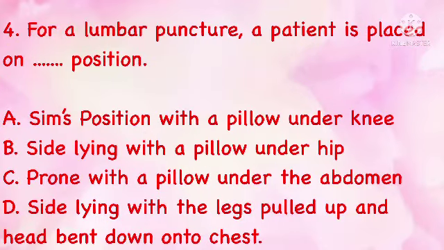For a lumbar puncture, a patient is placed in which position? Sims position with a pillow under the knee, side lying with a pillow under the hip, prone with a pillow under the abdomen, side lying with the legs pulled up and head bent down onto the chest. And the correct answer is D. Side lying with the legs pulled up and head bent down onto the chest.